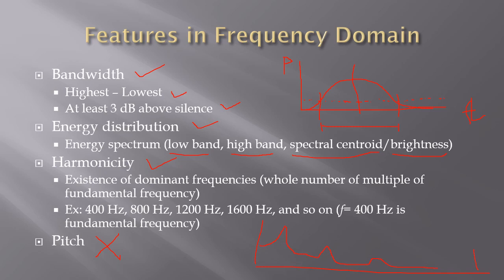So this is the frequency. This is the power. Now we notice that there are peaks here, there, and there, and normally the distance between peaks is the same. Like in the text here, let's say the fundamental frequency is 400. Then the first octave is 800, followed by 1200, 1600, and so on.